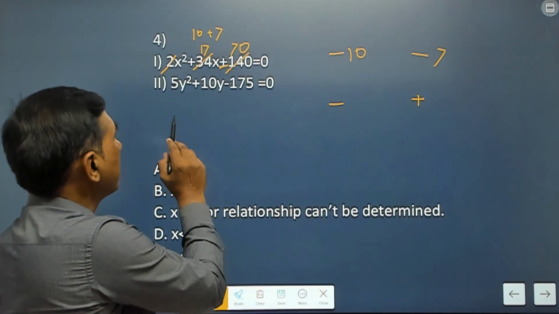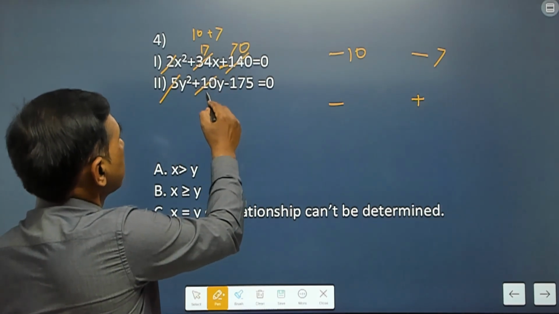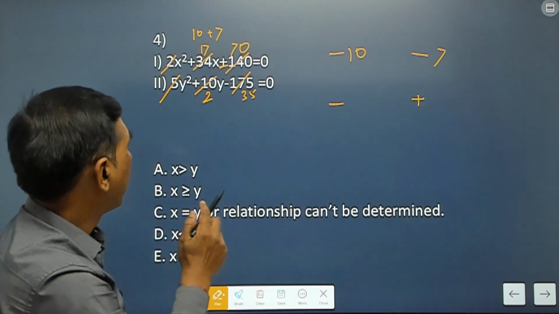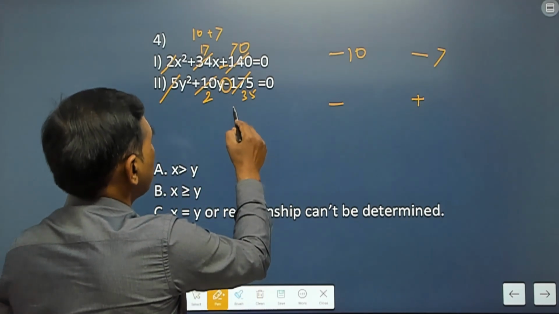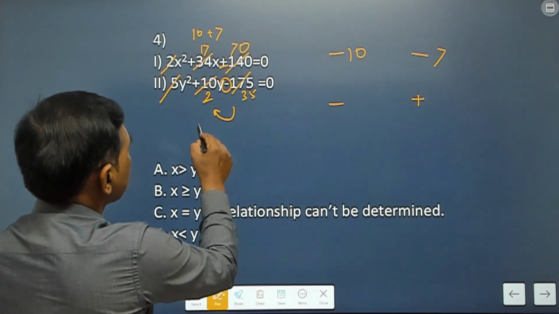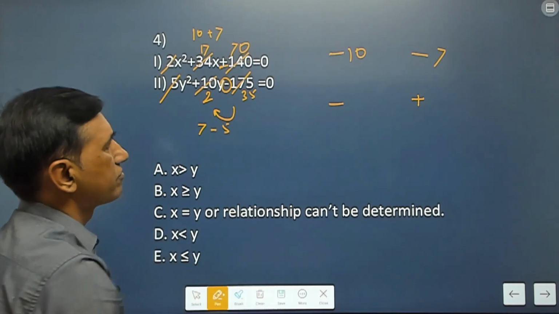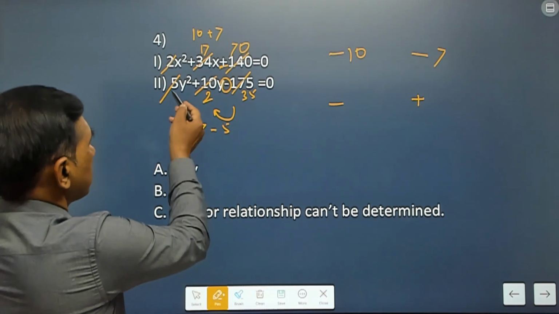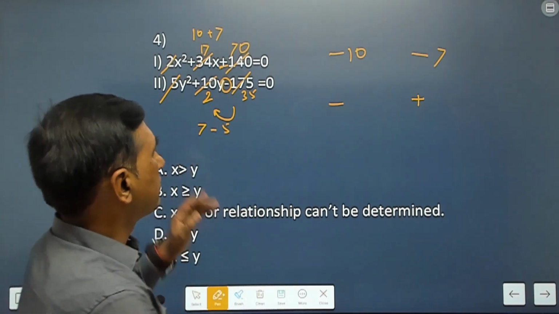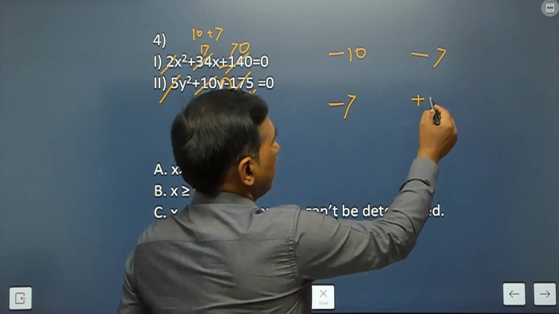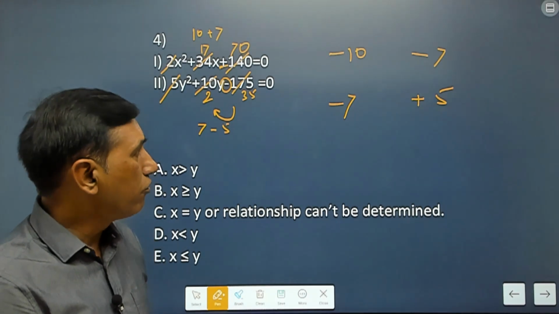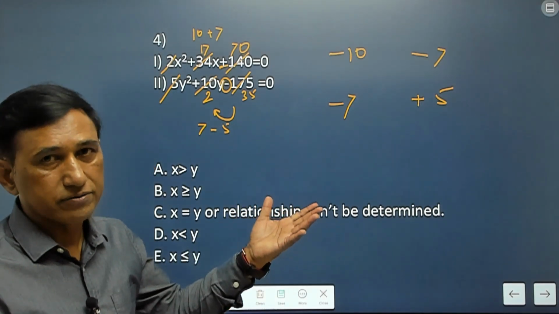Okay? Here, this is 2y, this is 35. And since it is minus, so you have to minus it. So what will be? This is 35, so 7 minus 5. And you have nothing here, so minus would be greater, so 7 is the greater number. This is 7, this is plus 5.